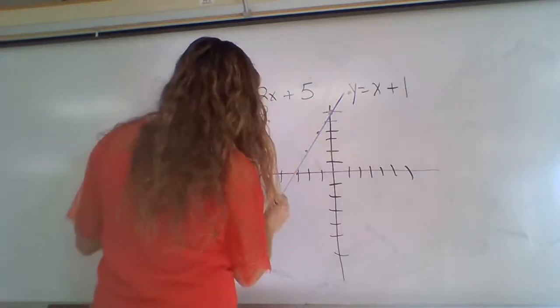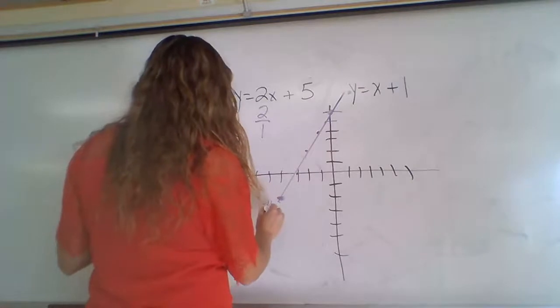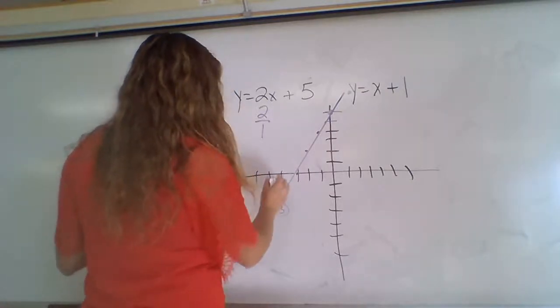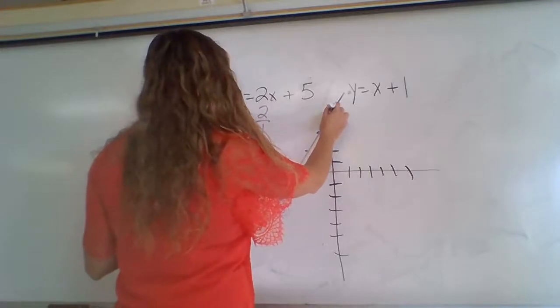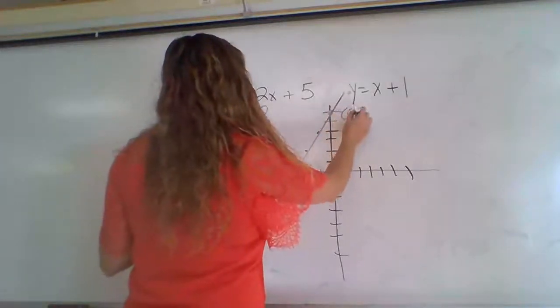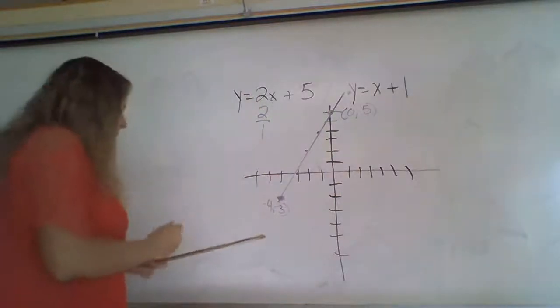I'm going to move my point so it actually goes on the line. So this is the point, -4, -3. Okay, this is our y-intercept, so that was 0, 5. And then graph your other one.